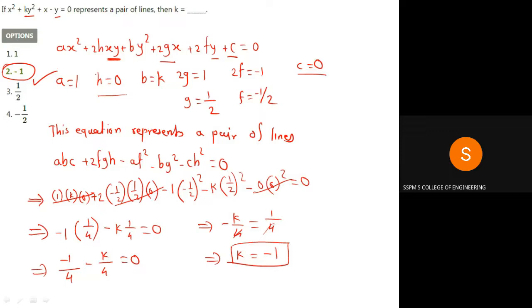So remember this. Whenever it is said that an equation represents a pair of lines, you can surely write this: abc plus 2fgh minus af square minus bg square minus ch square is equal to 0. You can write this and then use it to solve your question.